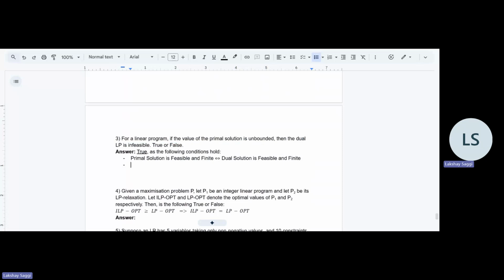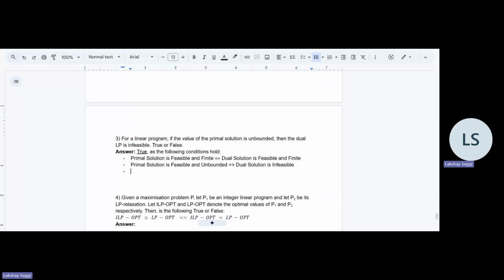However, there's another case: if the primal solution is feasible and unbounded. So what happens in this case? In this case, if the primal solution is feasible but unbounded, then this means that the dual solution is infeasible.